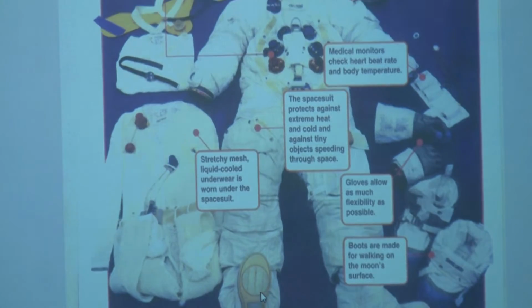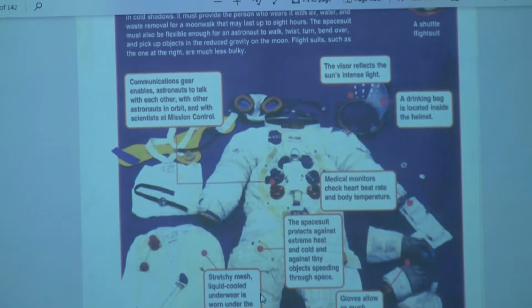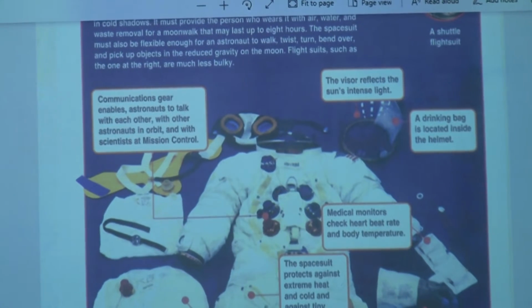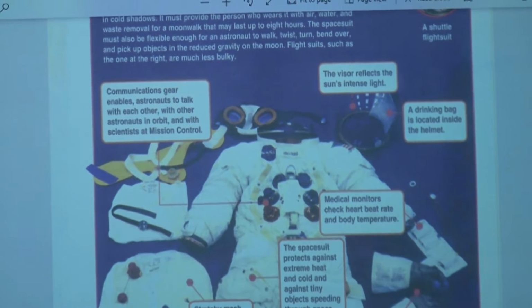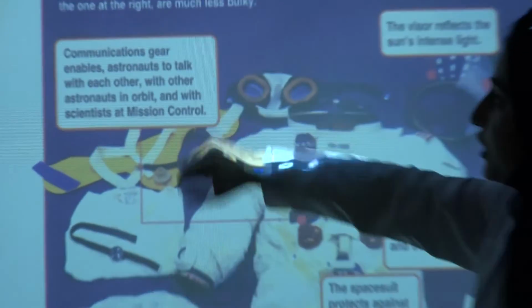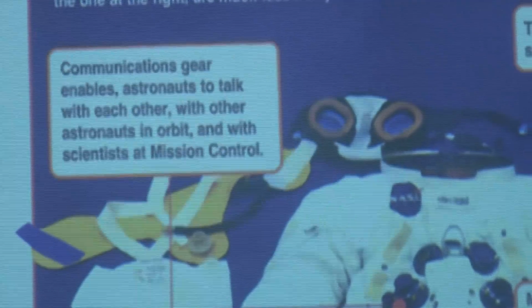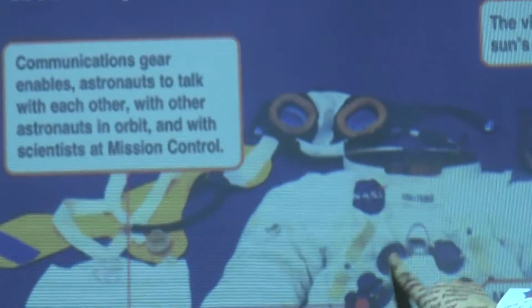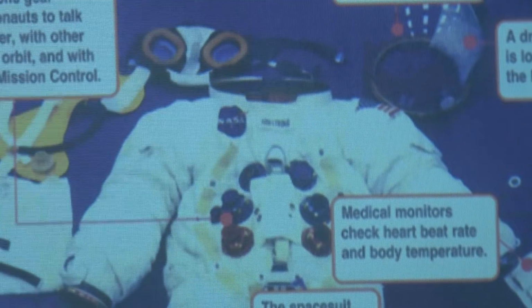And here we have another thing, the communications gear. It looks like a cell phone. This is how astronauts talk with each other in space. They use it to talk to each other. Did you get it now? Okay.